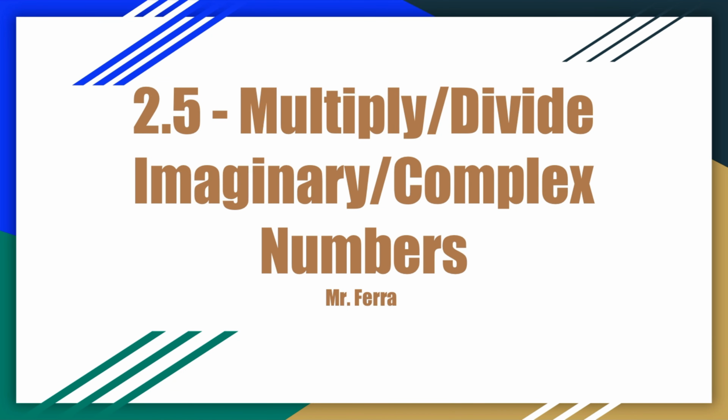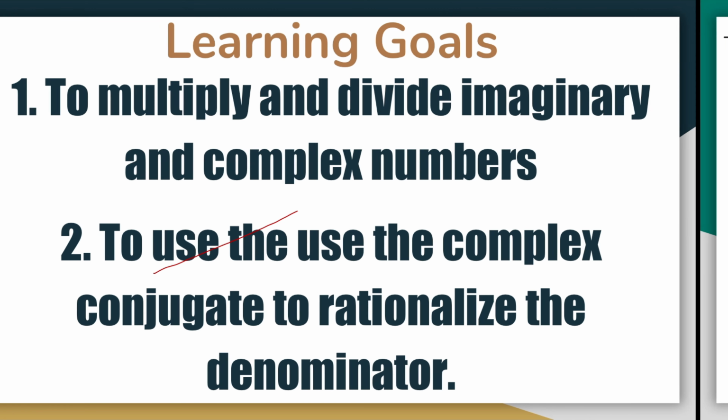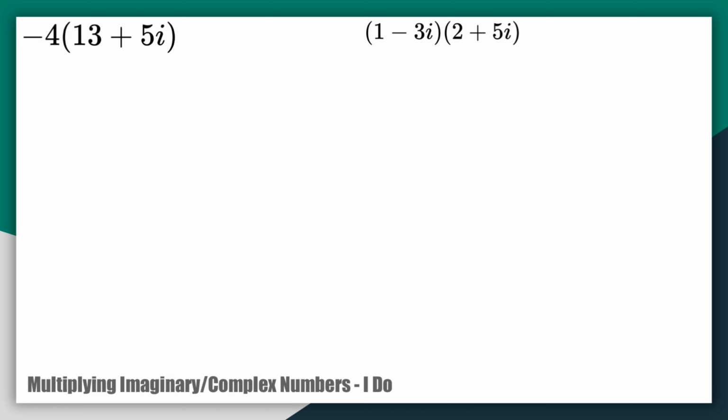Okay, in this lesson we have 2.5, multiplying and dividing imaginary and complex numbers. Now we have two learning goals: to multiply and divide imaginary and complex numbers, and to use the complex conjugate to rationalize the denominator. Okay, so in this lesson we're really just going to be diving right into it. We've already added and subtracted with imaginary and complex numbers, and we're just adding on operations, okay?